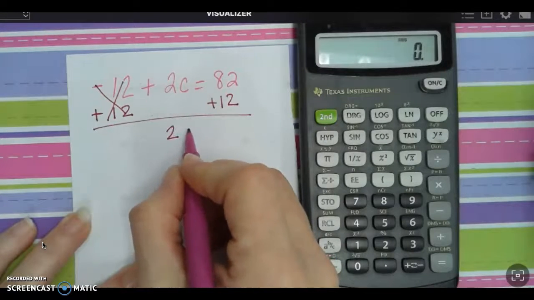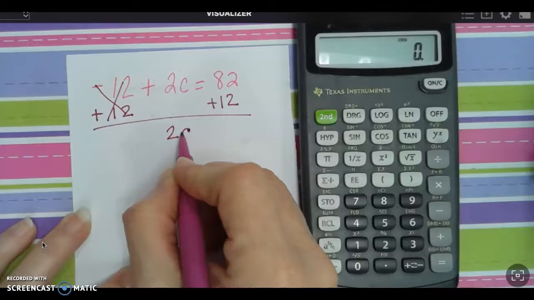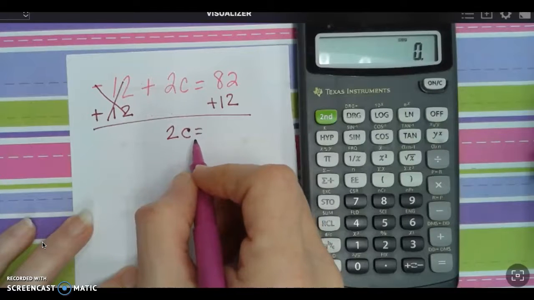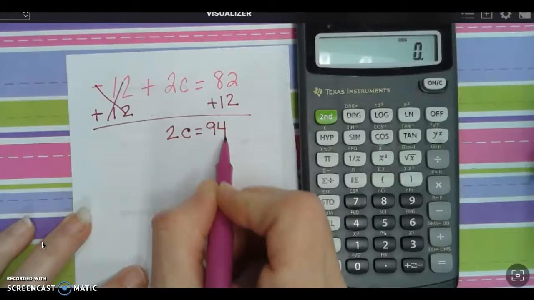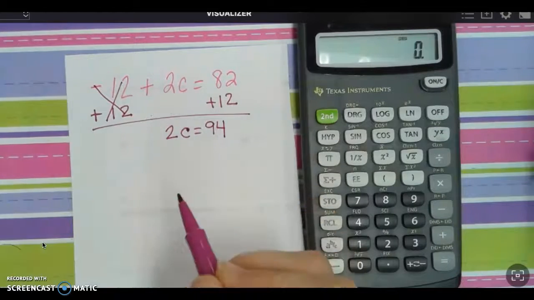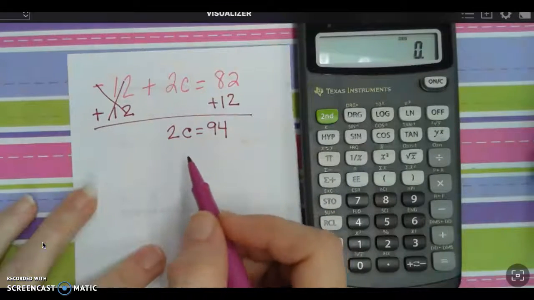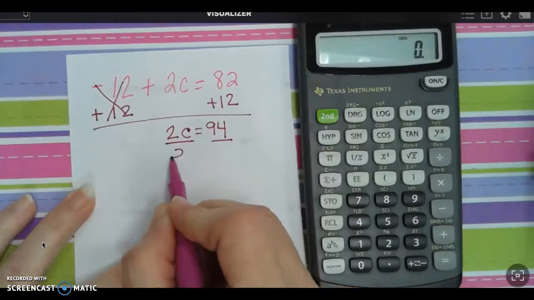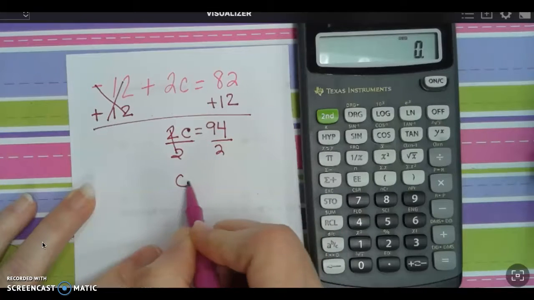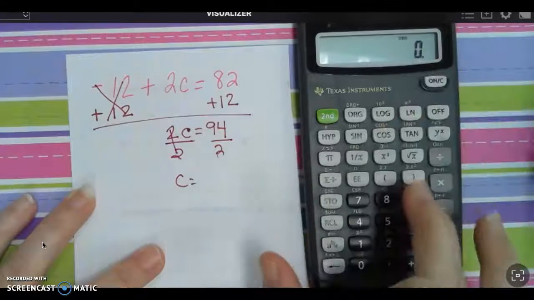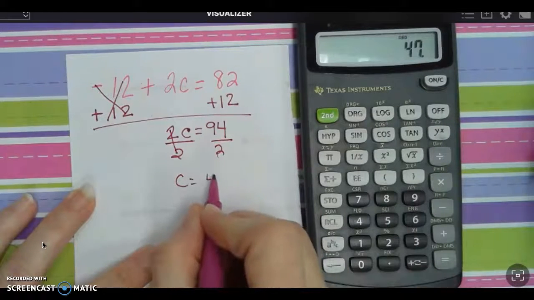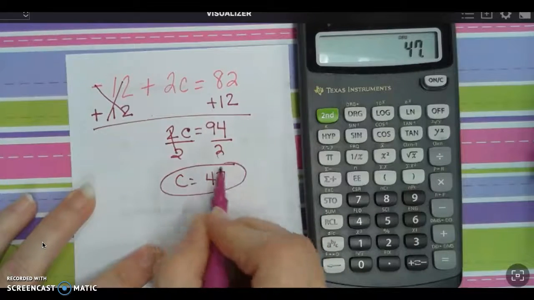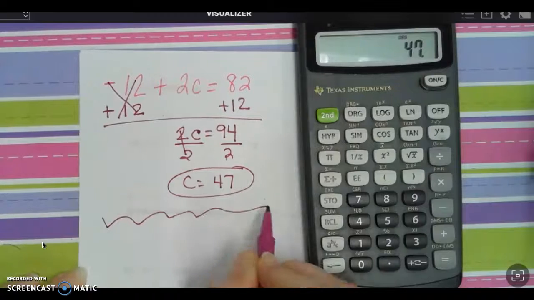I'm waiting because I'm talking and it's not writing at the same rate I'm talking. So then we've got 94 when we add those two up. So if it's 2 times c, the opposite of multiplying is dividing, and we're going to divide both sides by 2. So all we do is punch in exactly what we see, 94 divided by 2, and that gives us 47. And again, we can punch that in and check it.